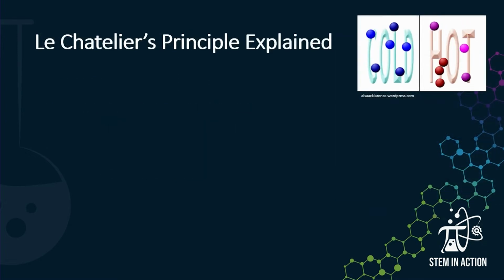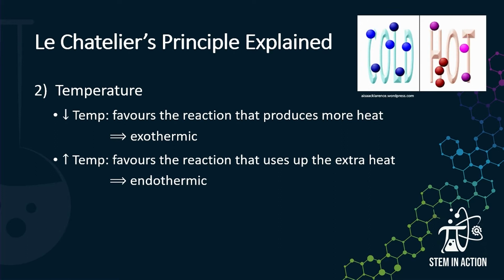So then we get on to temperature. Temperature is another factor that can disturb the equilibrium. Le Chatelier's principle tells us that if we decrease the temperature, the reaction that produces more heat will be favored. This is known as our exothermic reaction. If we increase the temperature, the reaction that uses up that extra heat will be favored, in other words, our endothermic reaction.